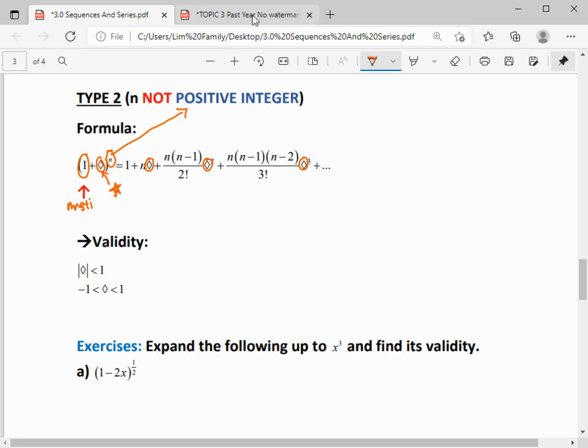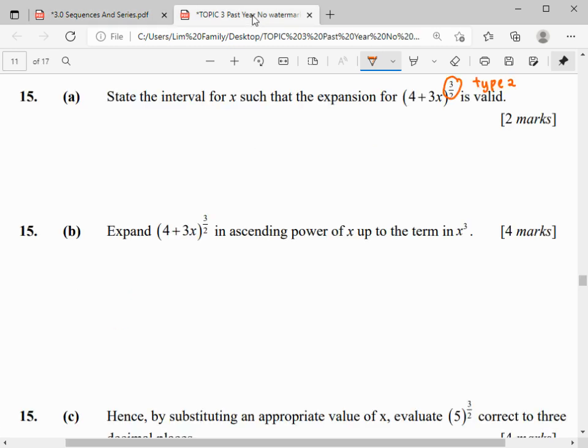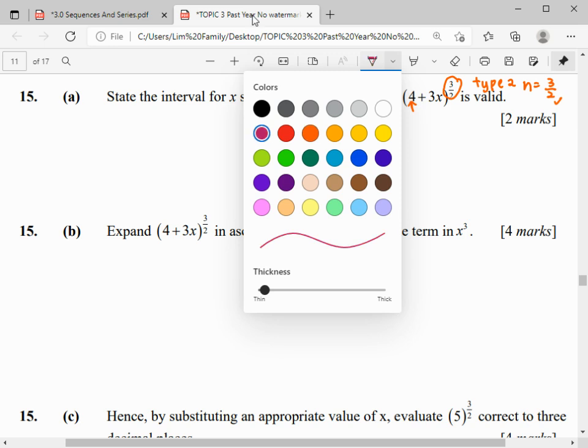We put it in modulus less than 1, then we can know the value of x which is valid. So for our question here, obviously first n is equal to 3 over 2. This is the type 2 formula, it is fulfilled. But the problem is, in front here is 4, not 1. So how are we going to simplify this? How do we change the pattern of this question?